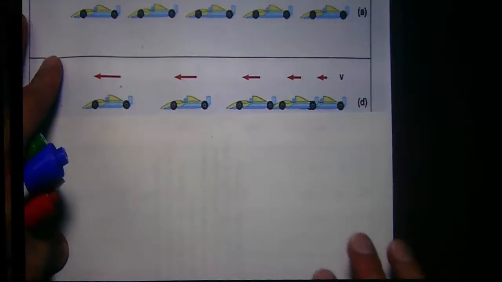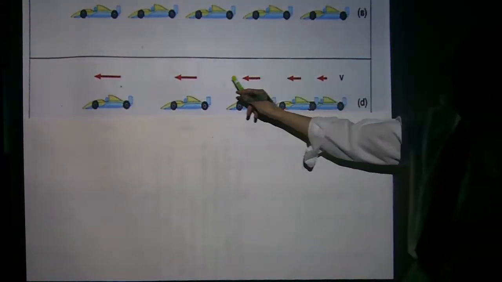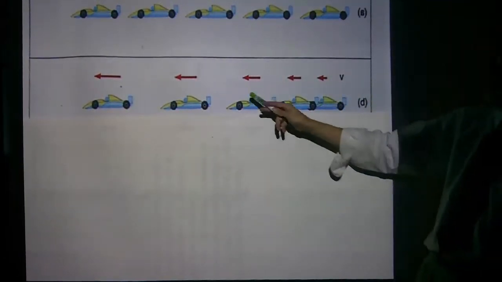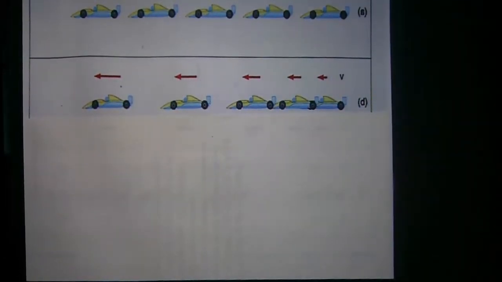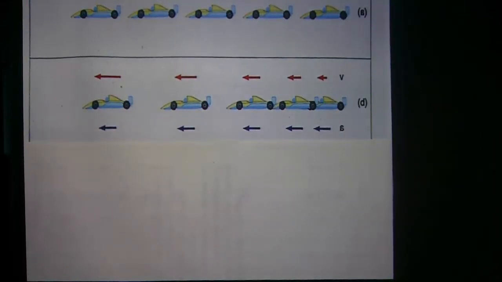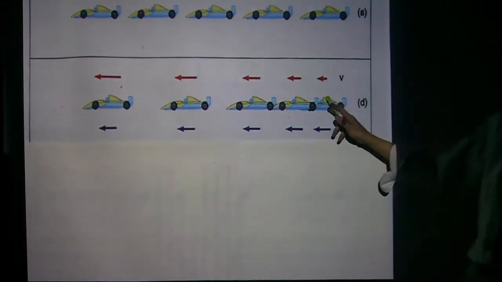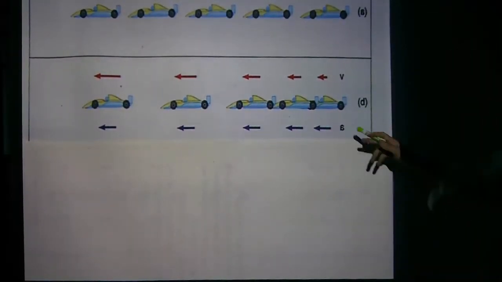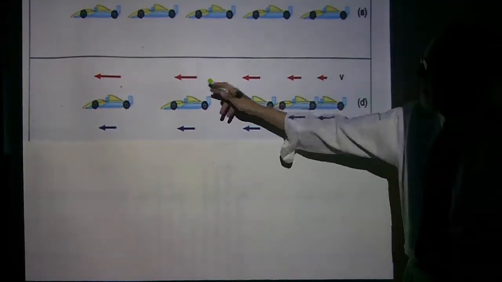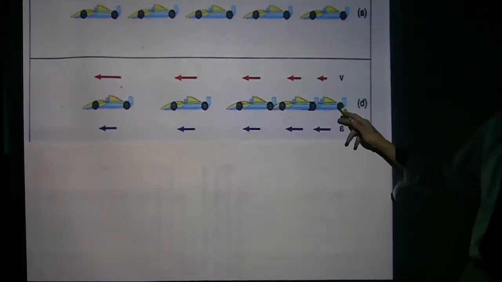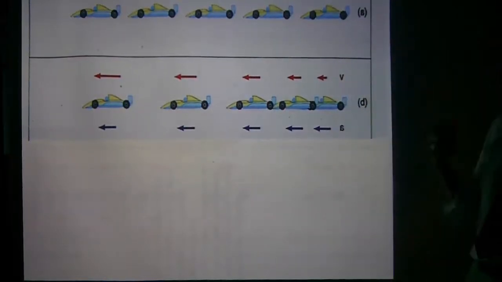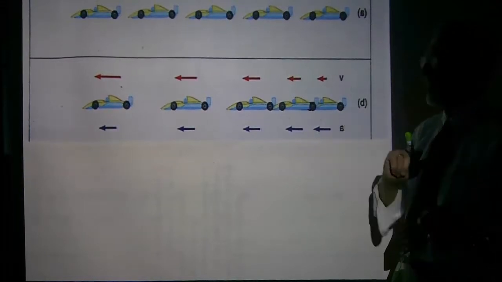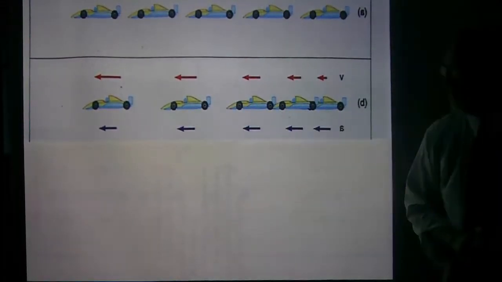Here is the car moving to the left, but now it is speeding up. We take a final velocity here, subtract an initial velocity here. We end up with a vector pointing to the left. What do we have? We have an acceleration vector pointing to the left. So the car is speeding up, but we have a negative acceleration, a vector pointing to the left. This acceleration is pointing in the same direction as the velocity. That means the velocity is increasing, or the car is speeding up. Acceleration in the same direction as the velocity, the car is speeding up.